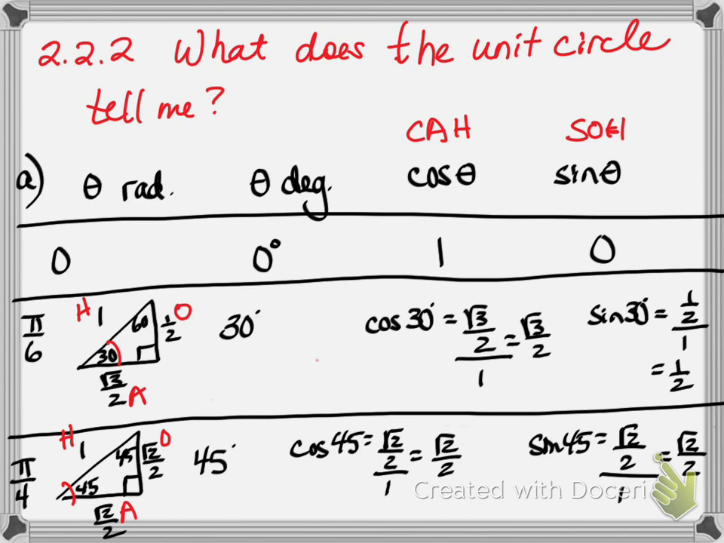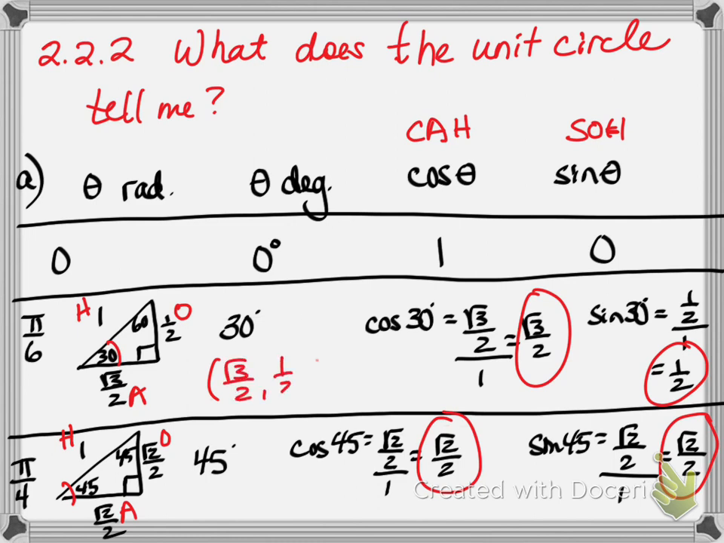So, B part. What patterns do you notice between the values in your table and the coordinates of the corresponding points? So the values we found in our table and the coordinates for these points on our unit circle from the other day. If you're looking at your unit circle, the coordinates that we wrote down for 30 were square root of 3 over 2 and a half. And the coordinates we wrote down for 45 were both square root of 2 over 2.